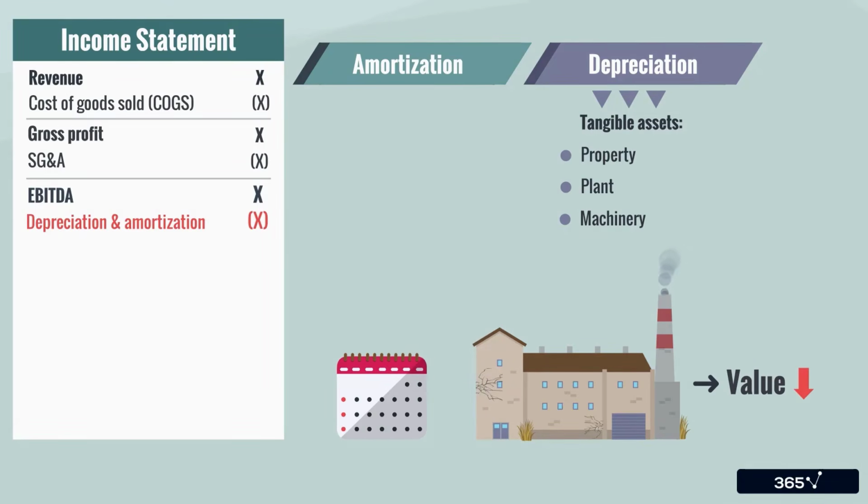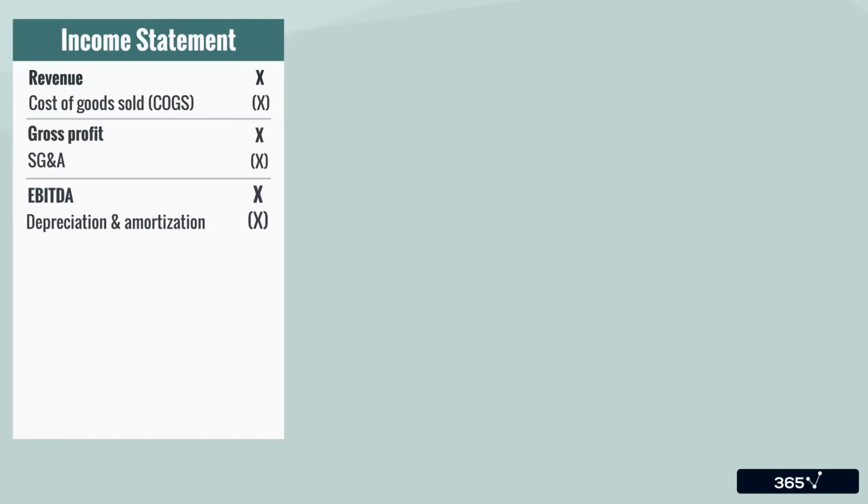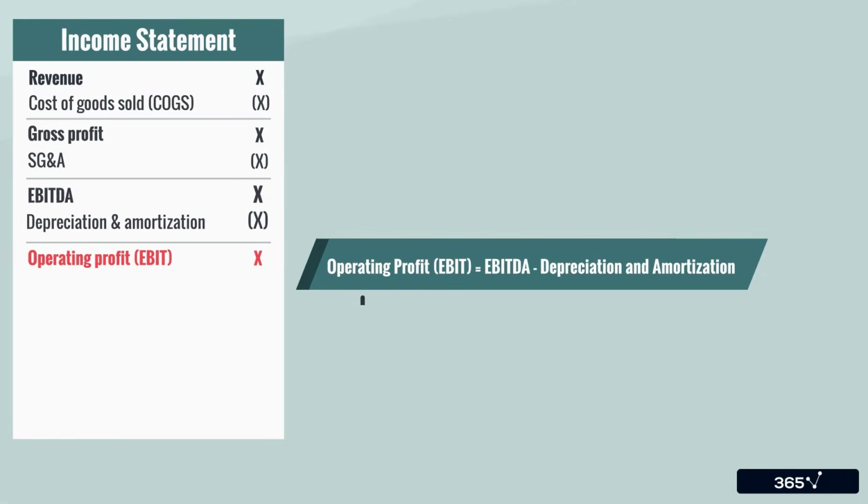To account for such reduction, its accountants book an annual depreciation expense, which further decreases its profitability multiples. Amortization, on the other hand, is what we use to refer to the wear and tear of intangible assets, such as goodwill, licenses, copyrights, and so on. Okay, what's next? If we deduct the depreciation and amortization expense from the EBITDA figure, we obtain the operating profit of the company. It is sometimes referred to as earnings before interest and taxes, or simply EBIT.